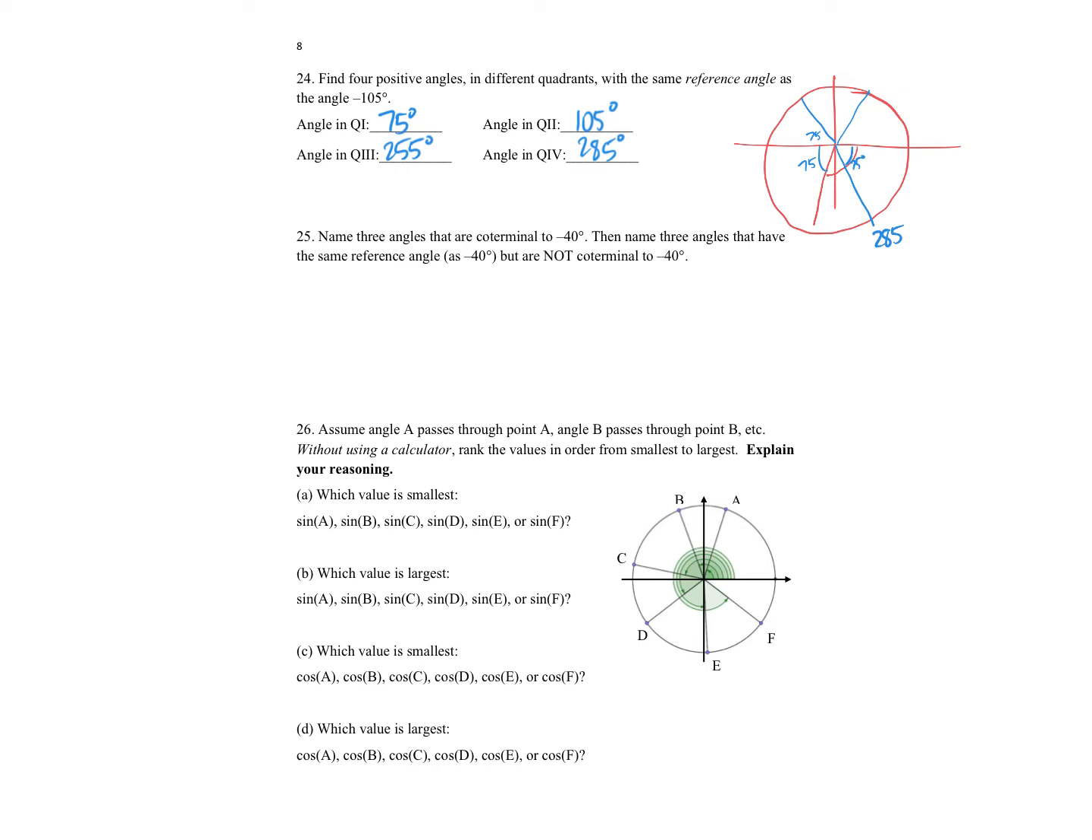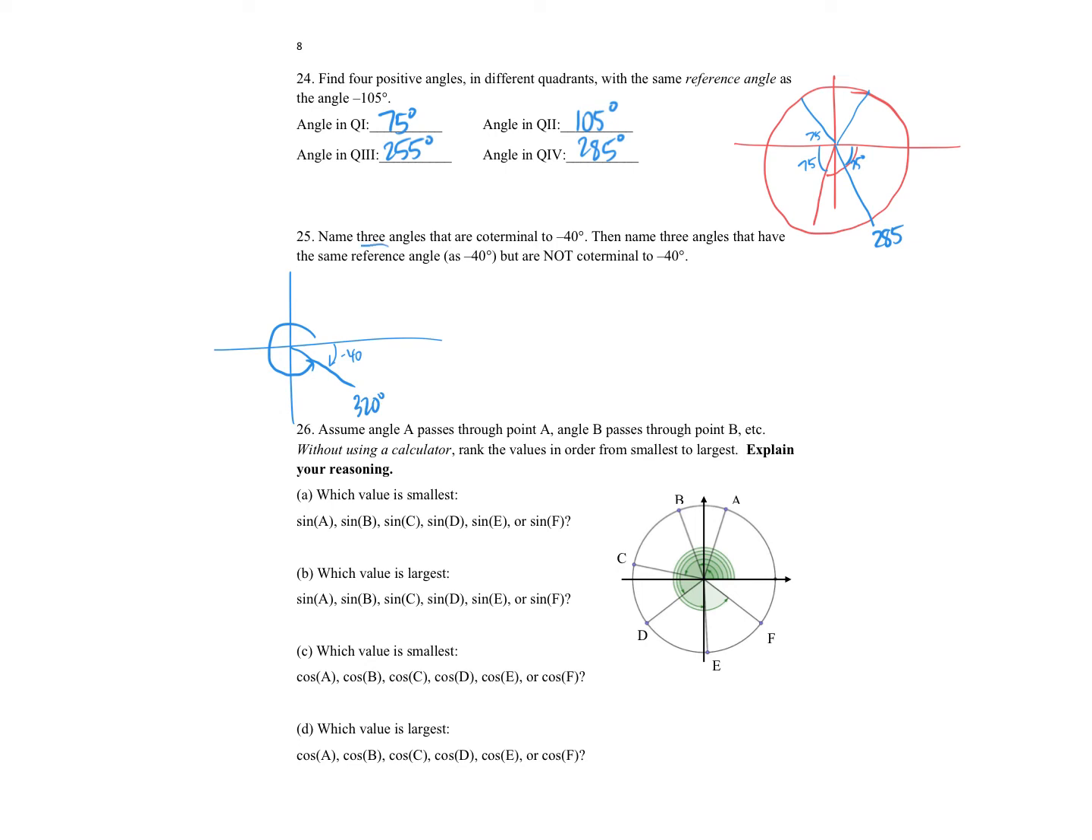All right, and then name 3 angles that are coterminal to negative 40. Then name 3 angles that have the same reference angle but are not coterminal. So we have negative 40, that's down here somewhere. If I did 360 plus negative 40, that gives me 320 degrees. That would be going this direction.